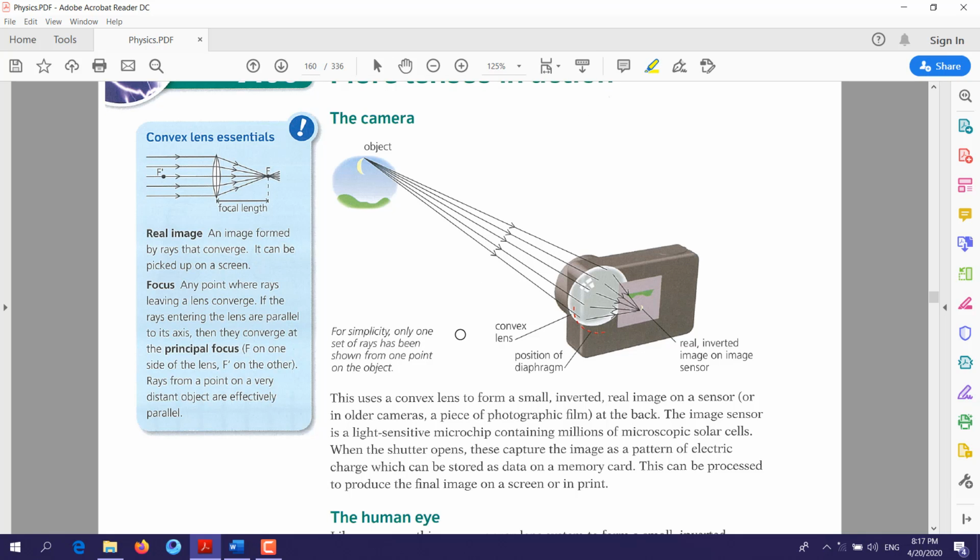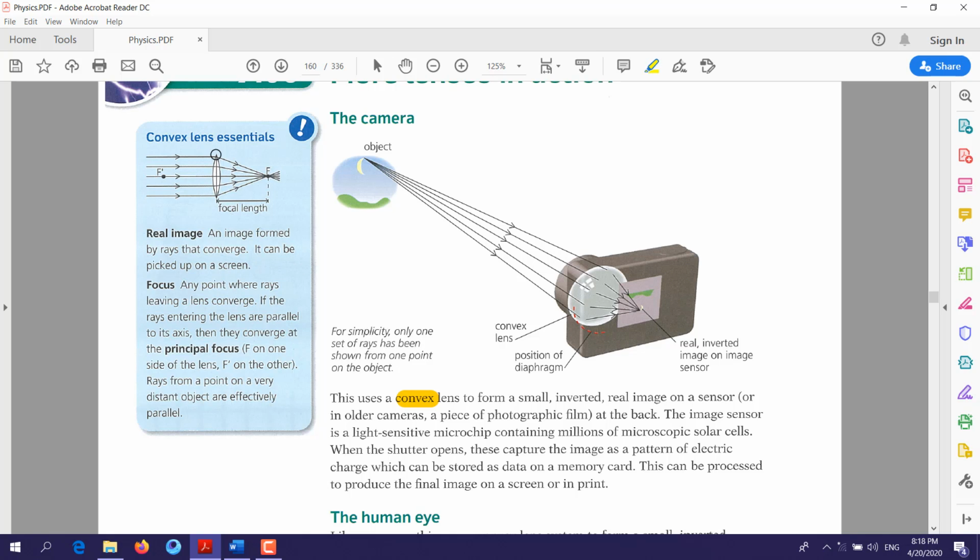The principle is as shown in this drawing. Here, what do we have? An object. This object will send rays. When the rays enter the camera, they enter through a lens. This camera uses a convex lens. The kind of lens in a camera is a convex lens. So what will happen?